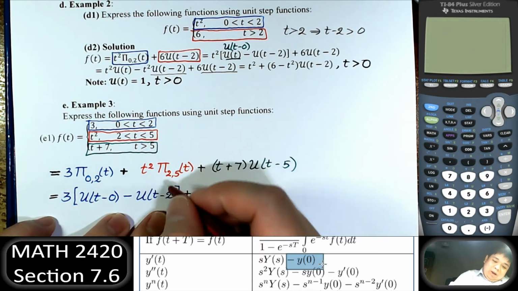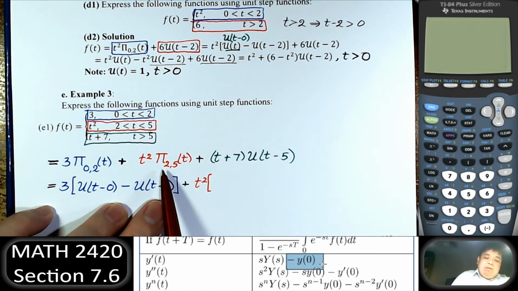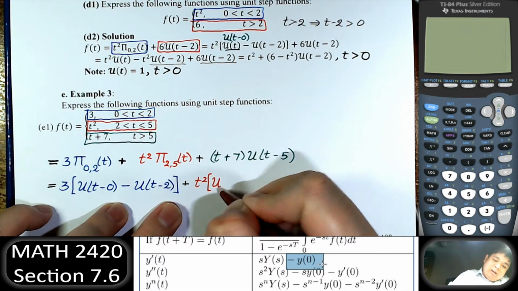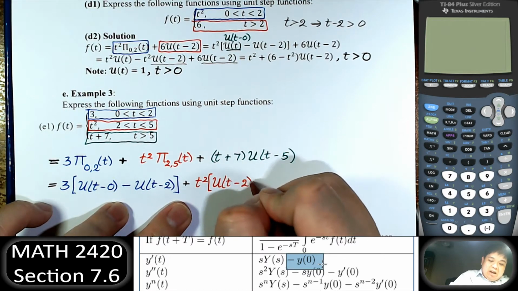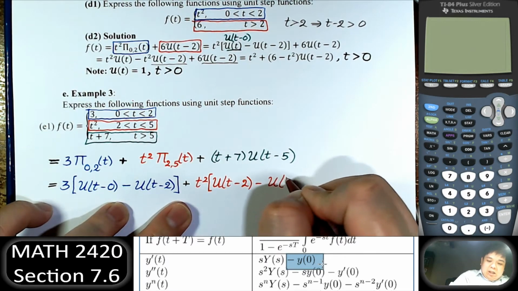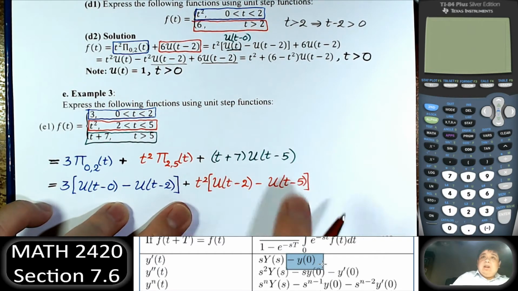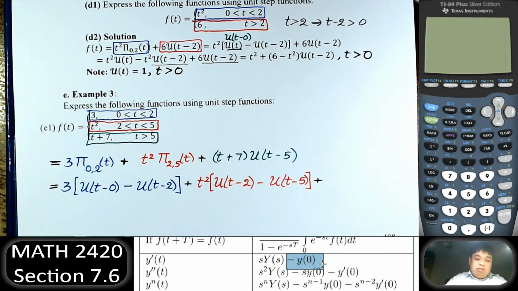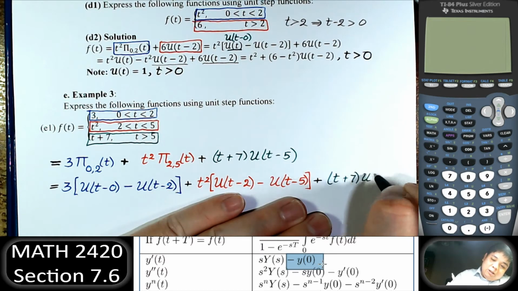Next, we have t squared. First, this will be the window: the unit step function of t minus the left value minus the unit step function of t minus the right value. The last one, I will just keep it because that is just a unit step function already. We don't need to do anything there.